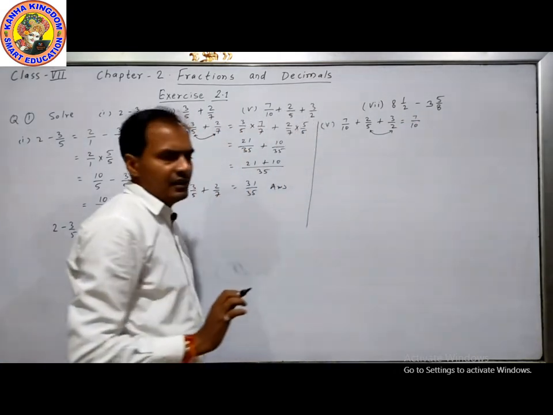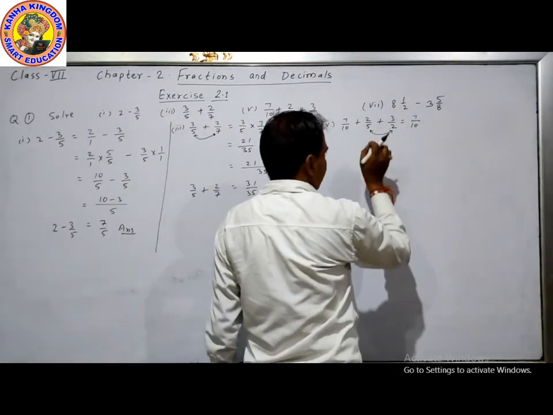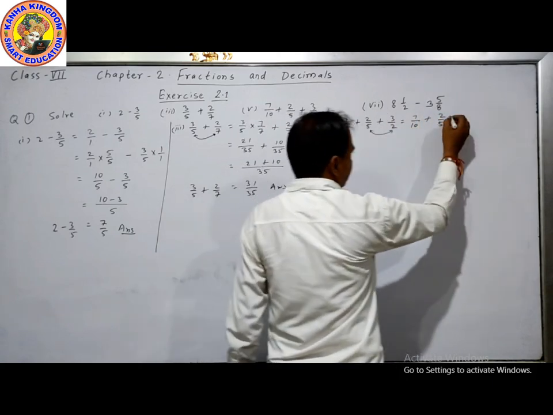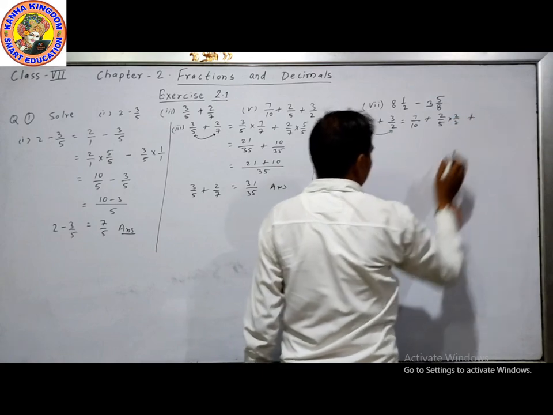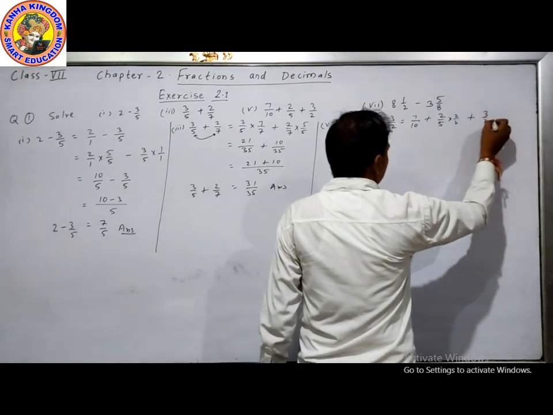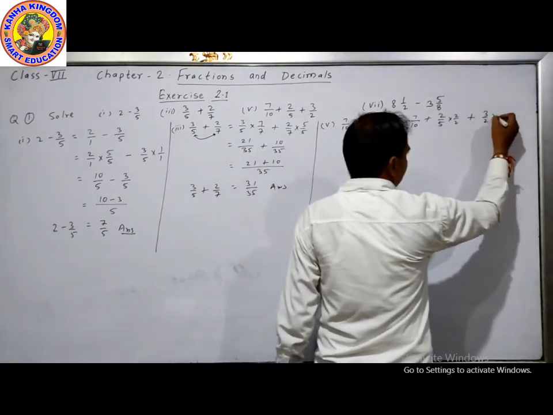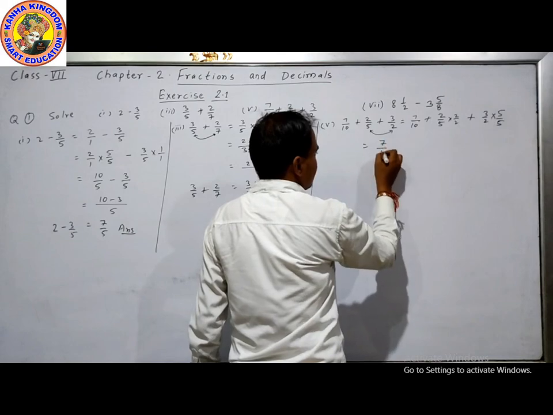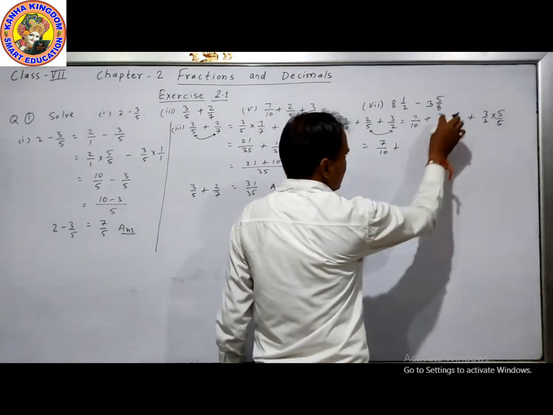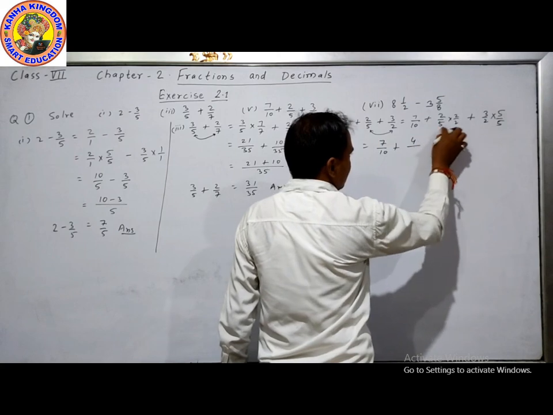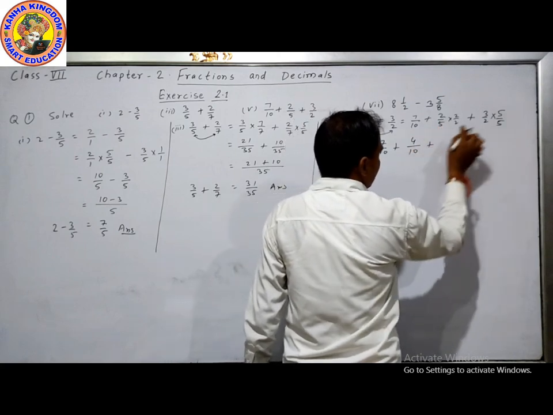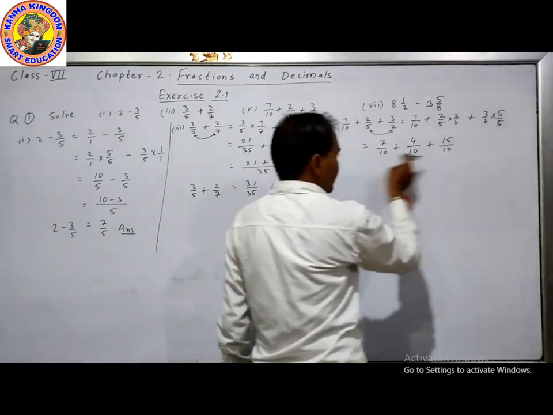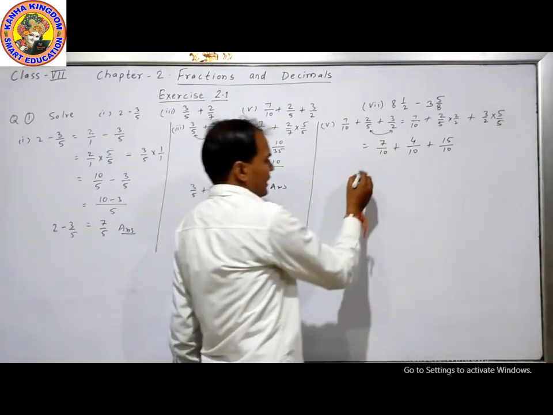First, 7 by 10 will remain as it is. 2 by 5 will be multiplied by 2, and 3 by 2 will be multiplied by 5. So the first number is 7 by 10, plus 2 into 2 is 4, 5 into 2 is 10, 3 into 5 is 15, 2 into 5 is 10. The denominators are equal, so we can add these numbers.